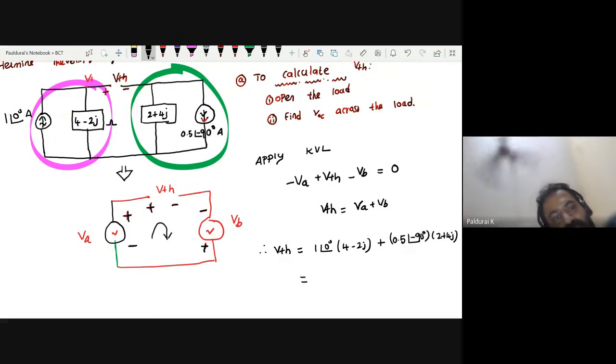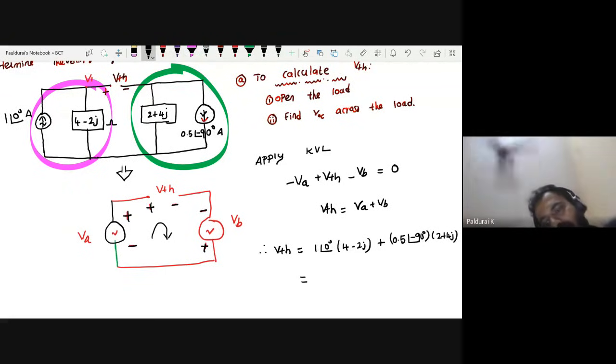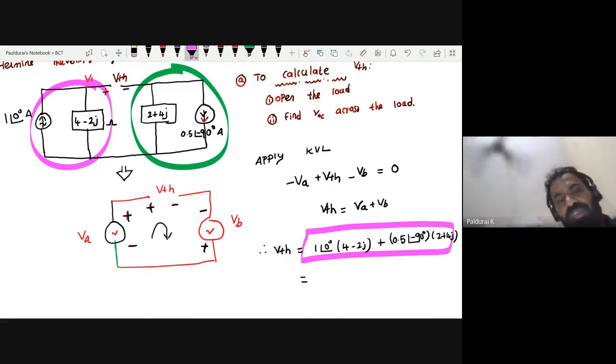So 1 at an angle of 0, 4 minus 2j, plus 0.5 at an angle of minus 90 into 2 plus 4j. No, I am asking, I need the full answer. I want to get the answer for VTH. Straight away give me the VTH value. Just put this expression in your calculator, okay? In a single step, it will give you the answer.